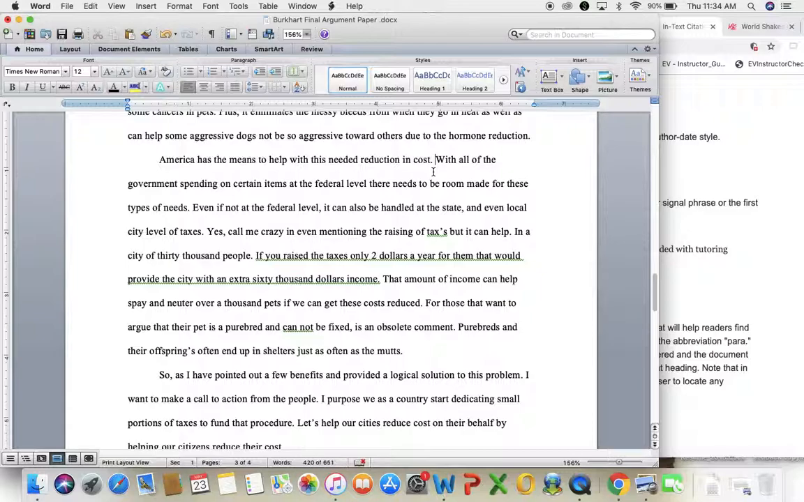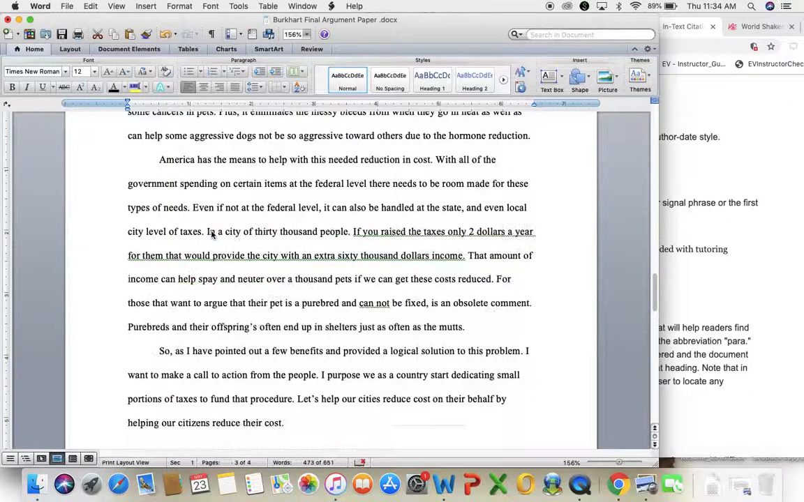So, I think it's, sorry, I'm just thinking about this where you're getting into kind of where you say, even if not at the federal level, it can also be handled at the state and even local, which I think so. This is a little bit informal, so I think you can just eliminate that.